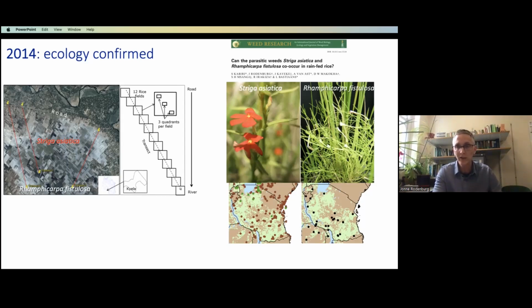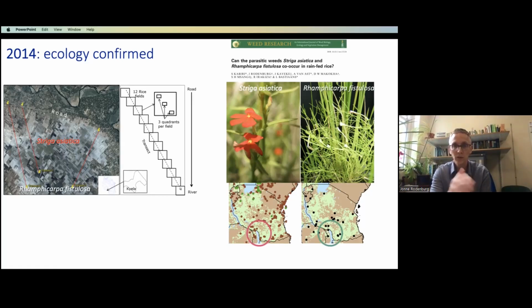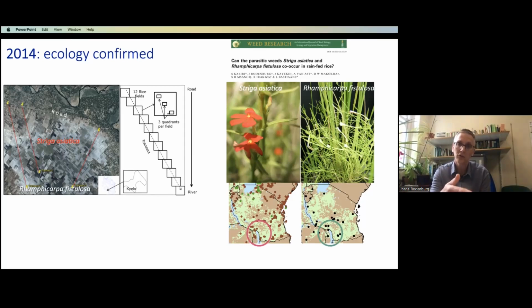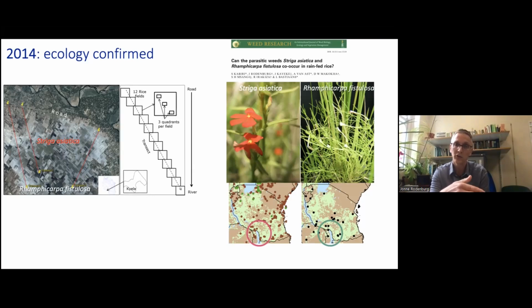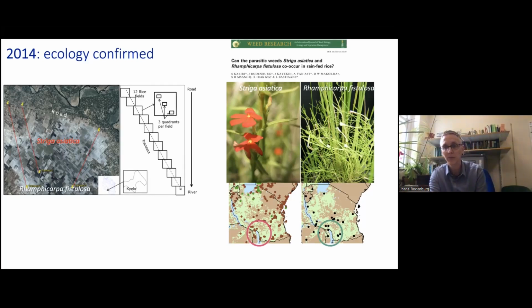So conveniently, in Tanzania, and here you see two maps of Tanzania in the lower part below these photos. On the left-hand side is a map with the distribution of Striga species. The green dots are Striga hermonthica, the brown dots are Striga asiatica, and on the right-hand side you see the same map with Rhamphicarpa fistulosa.